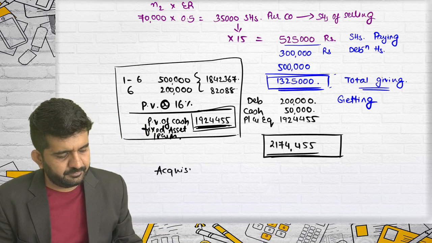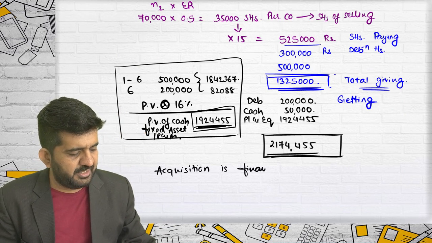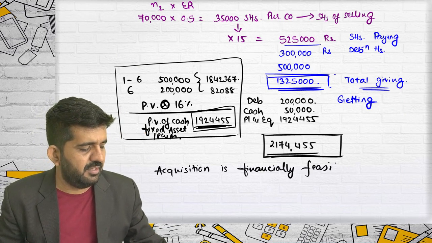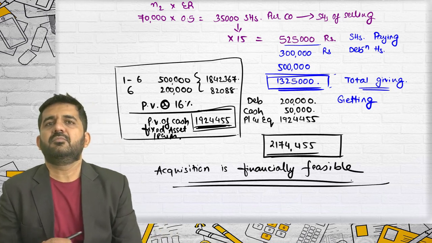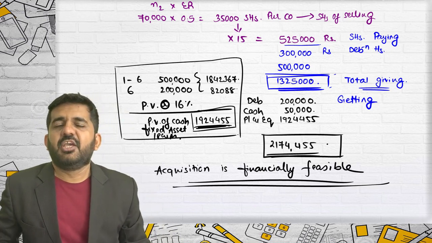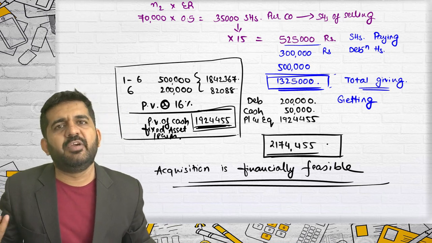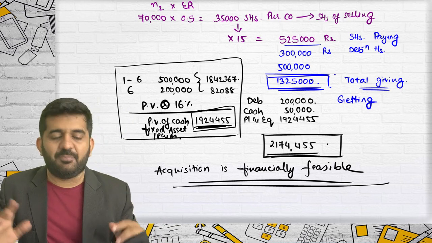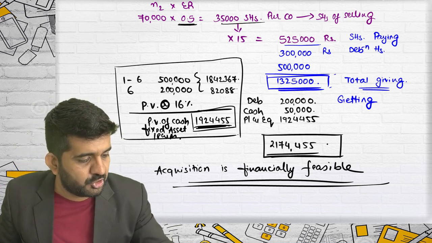Acquisition is financially feasible. How? This is greater than this. If what you are getting is greater than what you are paying, you should always go for acquisition. This is a typical type of sum where the traditional concept of exchange ratio is used.